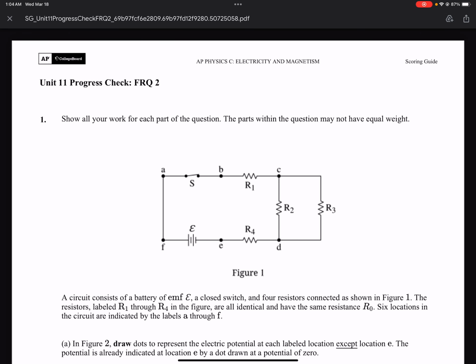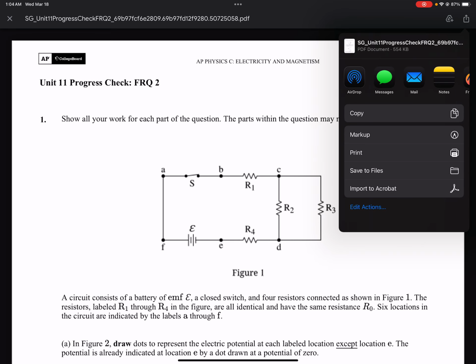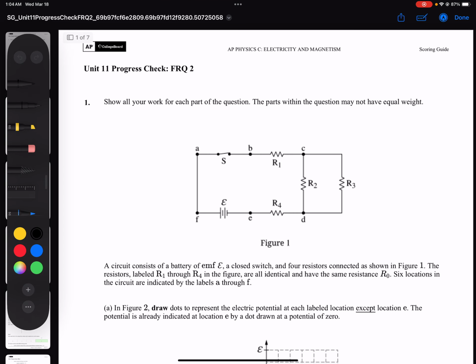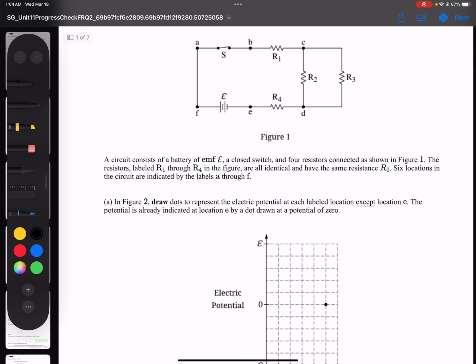Here's FRQ number 2. Now I have this circuit with all these resistors, and what we need to do is draw dots to represent the electric potential at each labeled location except location E, which is already plotted. So basically we're tracking the electric potential as we go through the circuit.